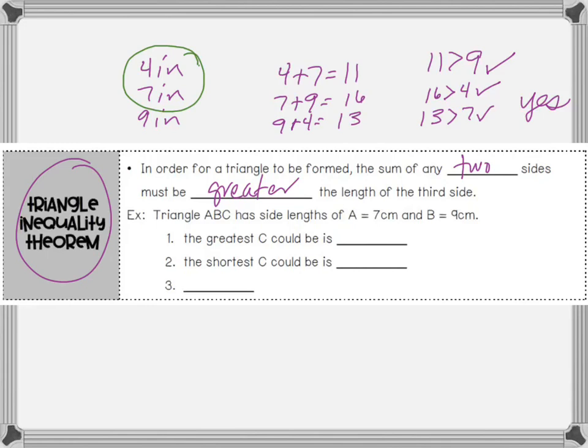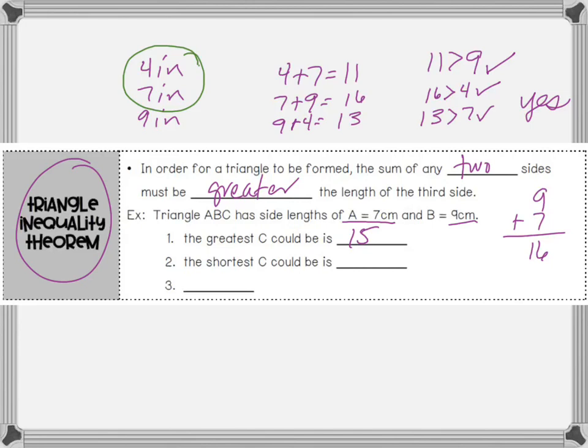So now let's think about this. The greatest that side C could be, if one side is 7 and one side is 9, we've got to figure out the greatest that the third side could be. Remember, when you add those two together, 9 plus 7, that has to be greater than the third side. We're going to use whole numbers, so the whole number that would be less than 16 would be 15. So the greatest that side C could be would be 15.